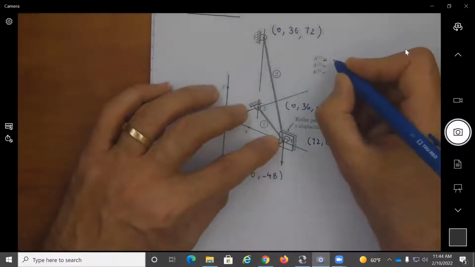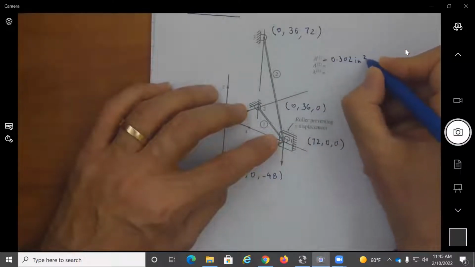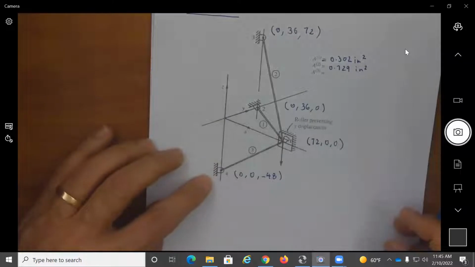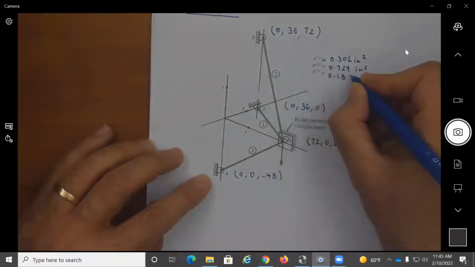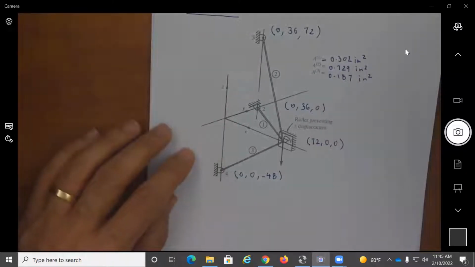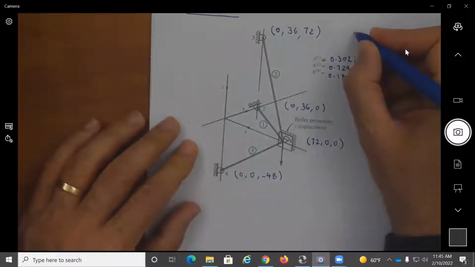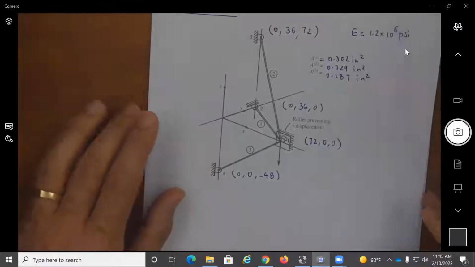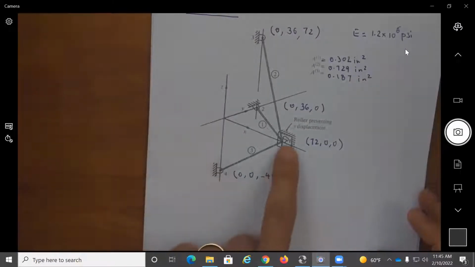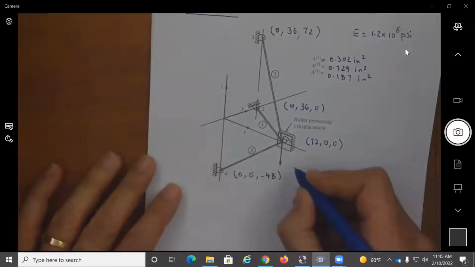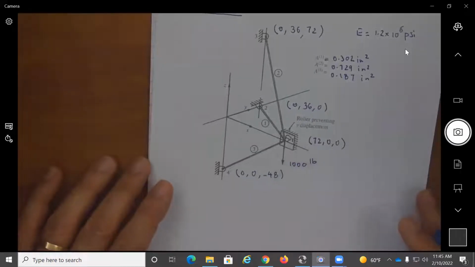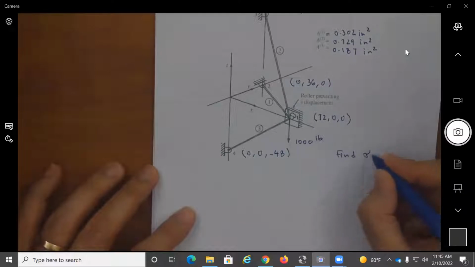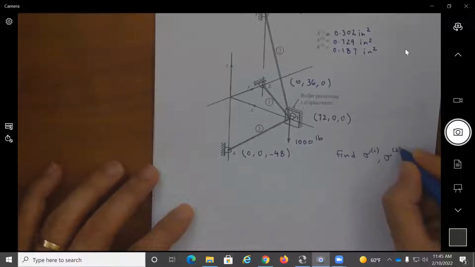Bar 1 has an area of 0.302 square inch, and bar 2 has an area of 0.729 square inch. And bar 3 has an area of 0.187 square inch. So these are all the areas. And the 3 bars are made of the same material, and they have a modulus of elasticity, E, of 1.2 times 10 to the power 6 psi. Point 1 has a force applied on it of 1,000 pounds. We want to find the axial stress in bar 1, in bar 2, and in bar 3.